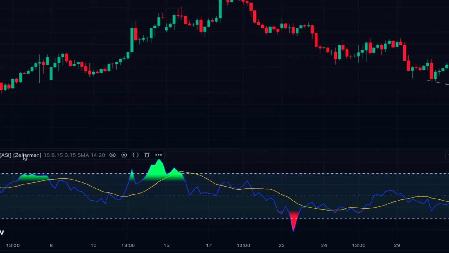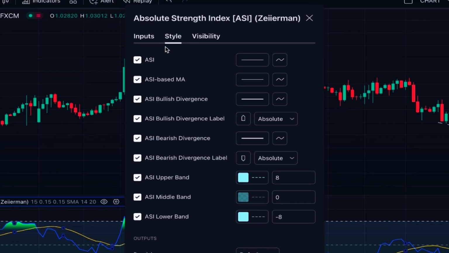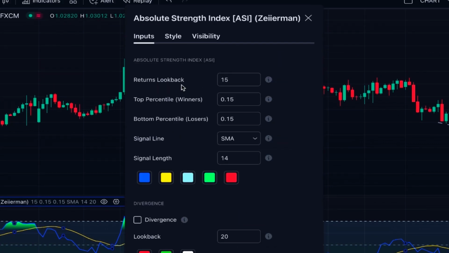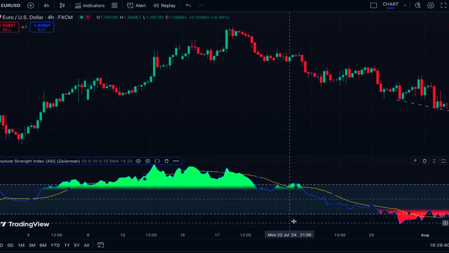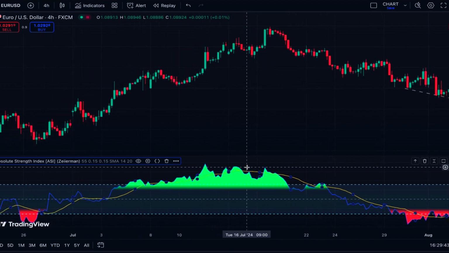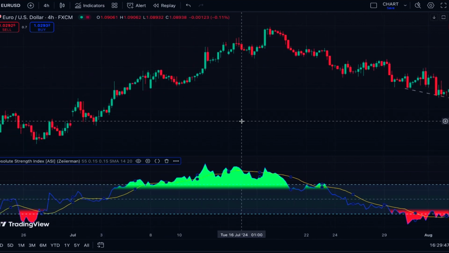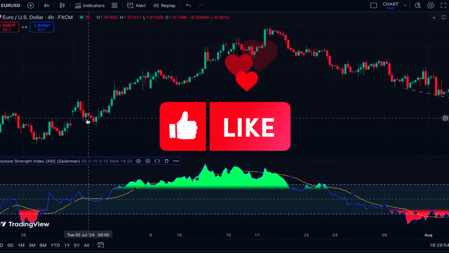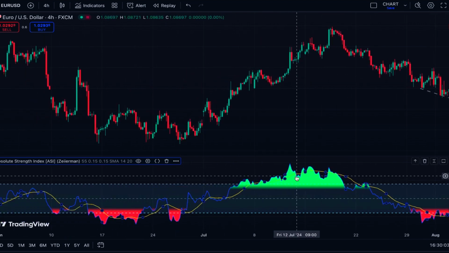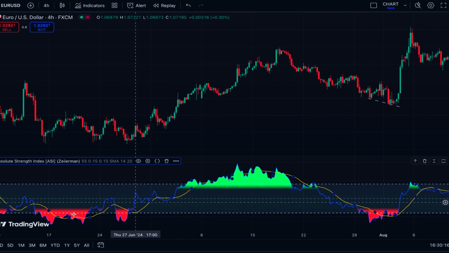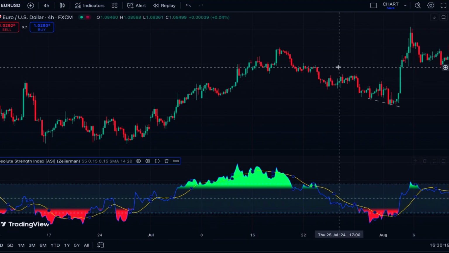For this purpose, here in the settings of the indicator, here in the inputs tab, if we increase the look back period, the indicator becomes smoother and less responsive to the very short-term momentum changes. For example, here we set it at 55, and now you can clearly see that the indicator is now performing much better in trend identification, and we don't get false signals in the middle of trends because of a pullback. When ASI line is above the center line, the market is trending up, and when ASI line is below the center line, the market is trending down.